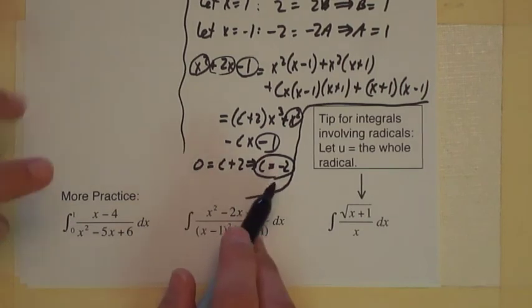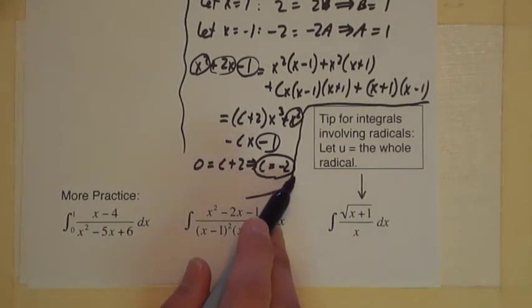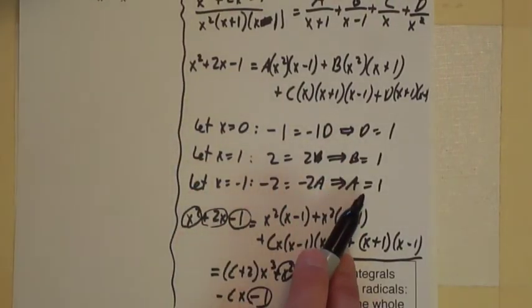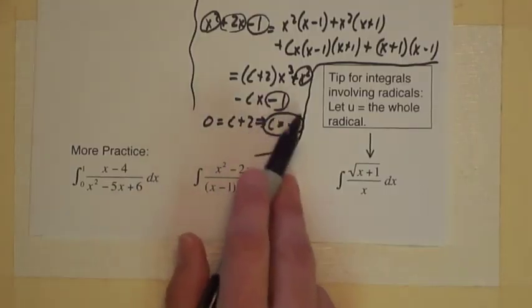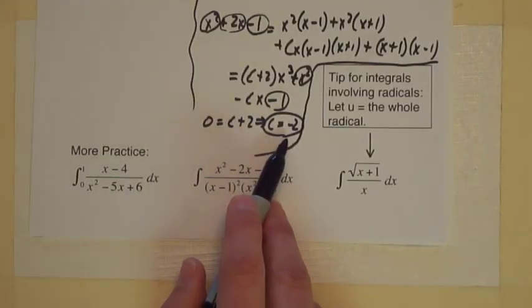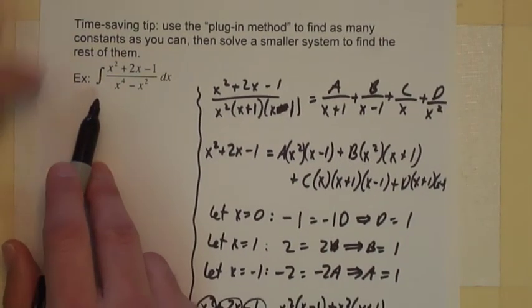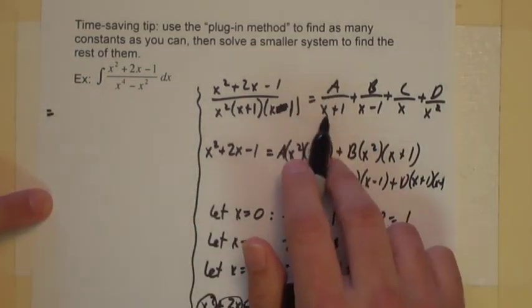So in this case, our system that we had to solve was really only one equation, but it just goes to show you that this plug-in method doesn't always find all the constants. Sometimes you have to go back, plug in what you do know, and then figure out the rest with what you have.